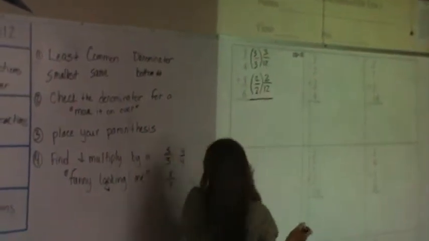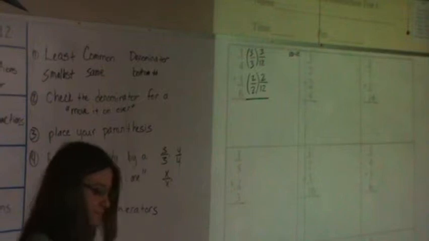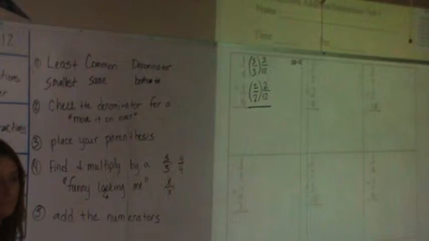Okay, and my fifth step, sorry, is going to be to add the numerators. Add the numerators. Add the numerators. Give me a thumbs up when you have that written down. Add the numerators. And so I come back over here.